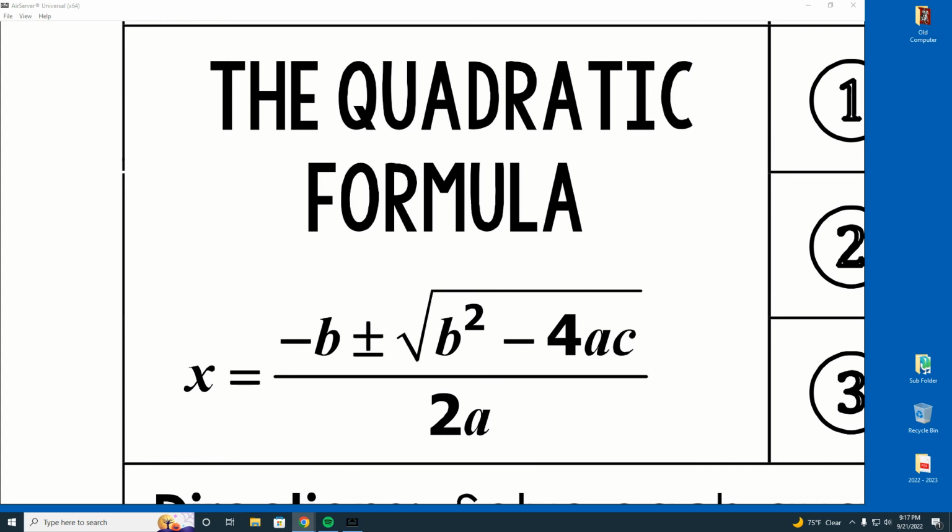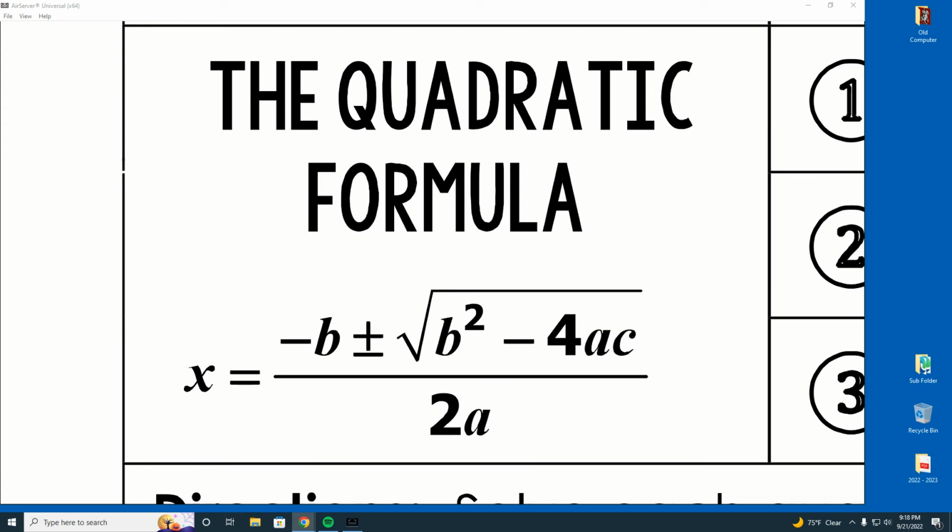Now, you could get on YouTube and you could look up and find songs and rap songs and all kinds of cool stuff where people have tried to create a way for you to memorize it. Obviously, you don't have to look if you don't want, but try to memorize this. Okay, x equals negative b plus or minus square root of b squared minus 4ac, and all of that is divided by 2a.